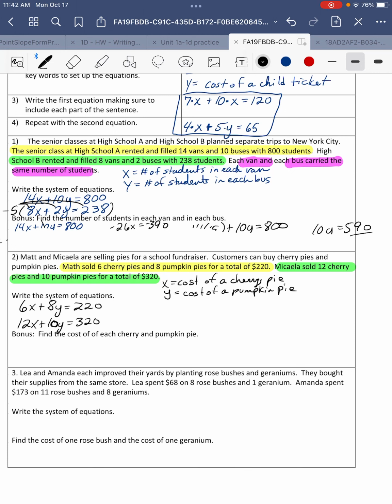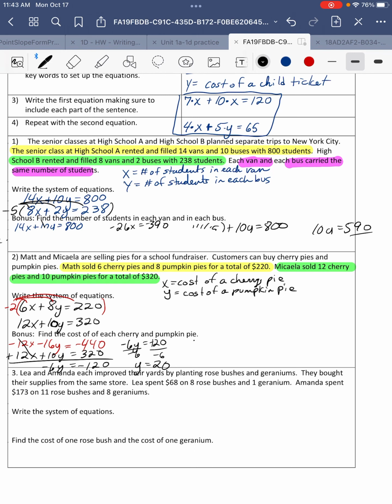So I'm going to do the exact same thing as I did in the last problem. I'm going to multiply this top equation by -2. So we get -12x minus 16y equals -440. The bottom equation is 12x plus 10y equals 320. This one's going to be a little simpler. When we add vertically, we get negative 6y equals negative 120. That's going to equal 20. So pumpkin pie costs $20.